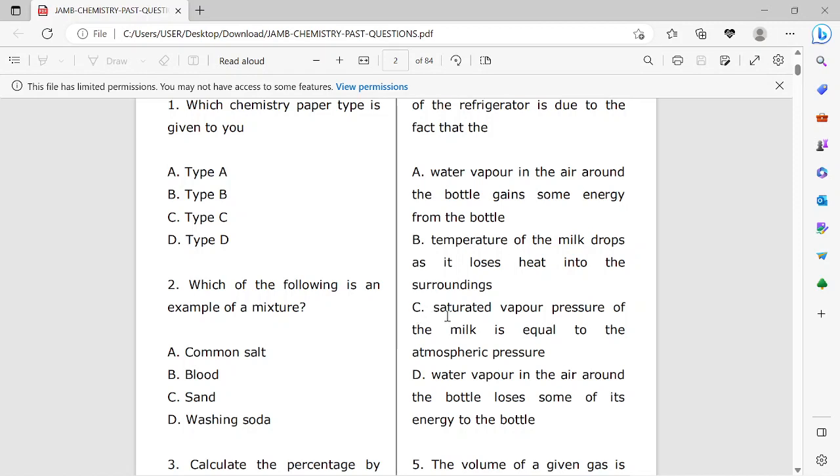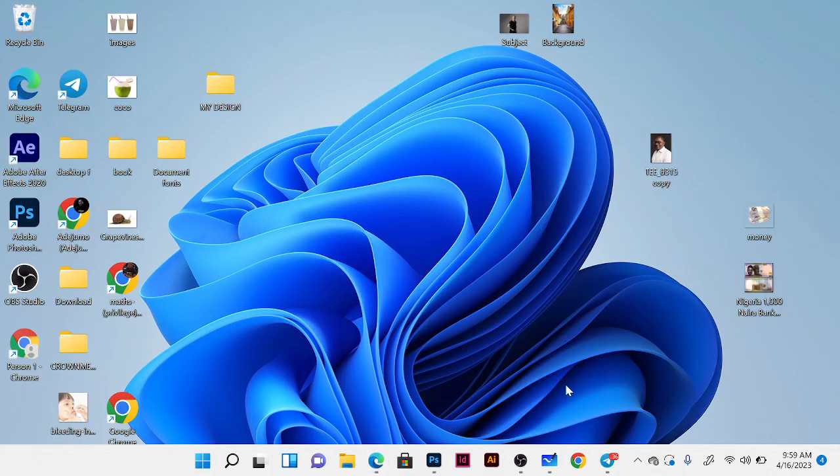So let's go to C. Saturated vapor pressure of the milk is equal to the atmospheric pressure. If this happens, it means that the milk is boiling, because we said in our class that when saturated vapor pressure equals atmospheric pressure, boiling has happened. So the correct answer is actually D. The water vapor in the air around the bottle loses its kinetic energy, and that's what causes condensation. When it loses the kinetic energy it had acquired before, it condenses back into liquid. That is very, very correct.